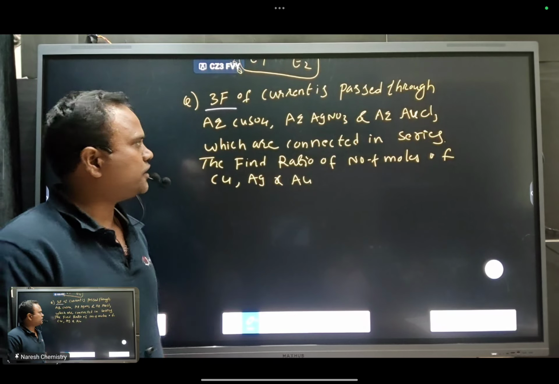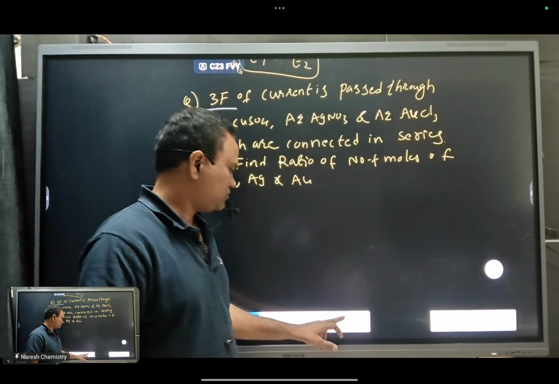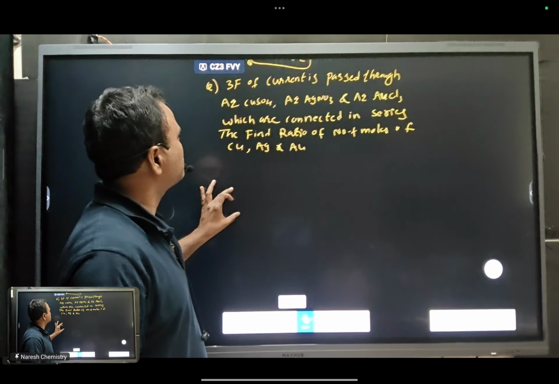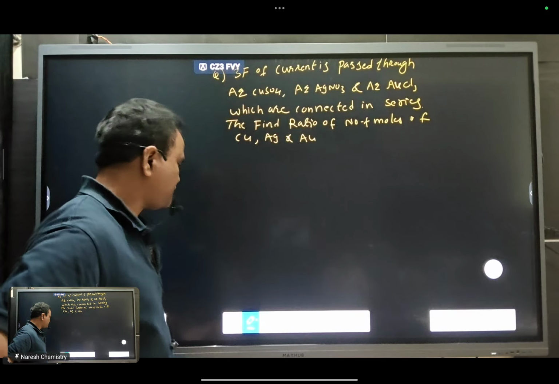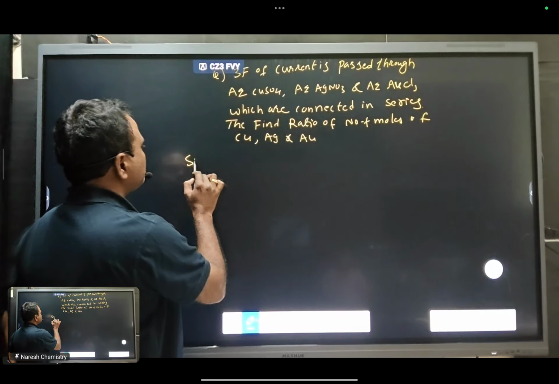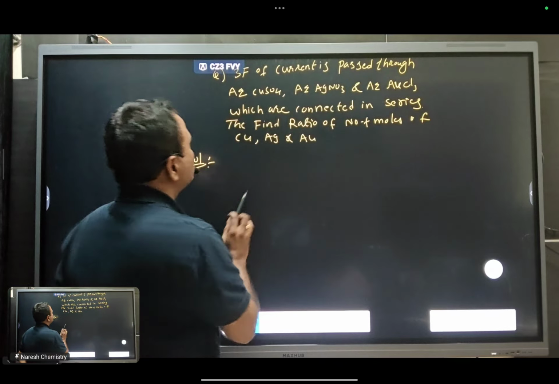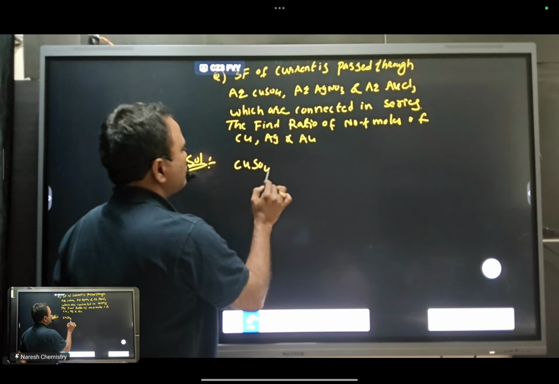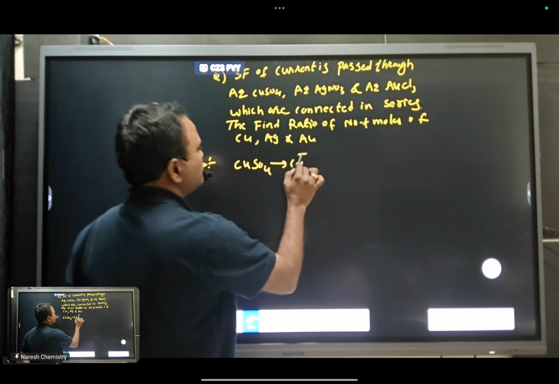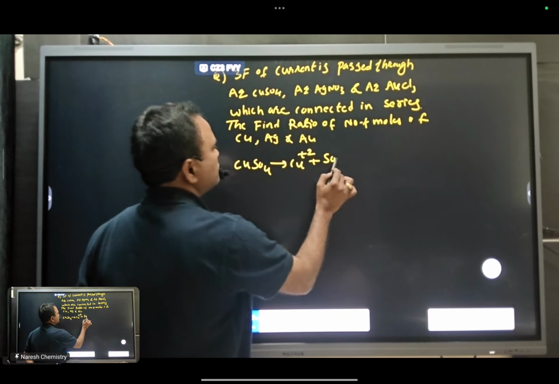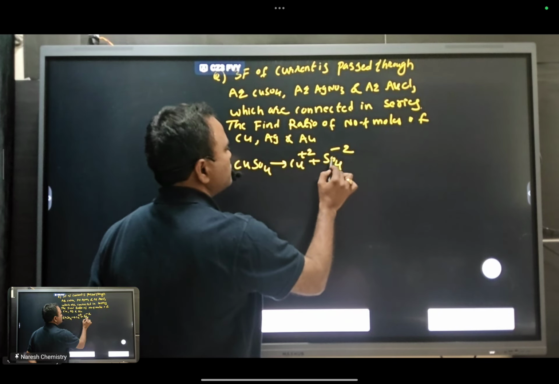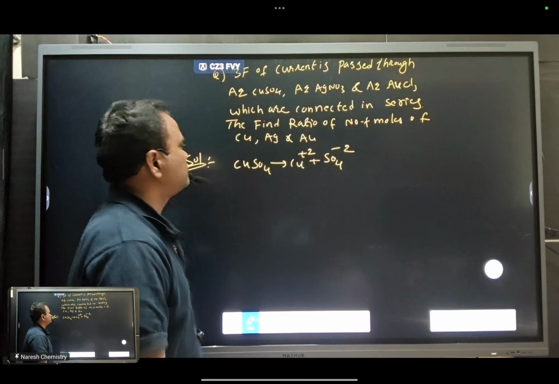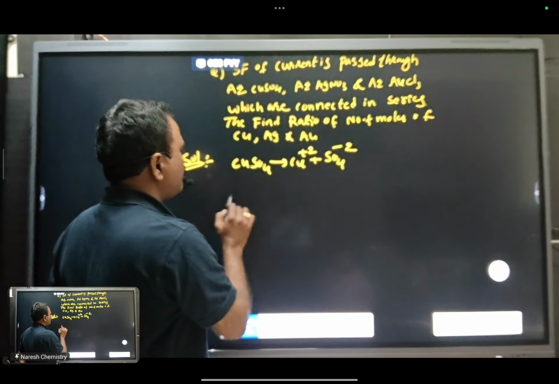Right. First of all, write the equation for the first one. Copper sulfate solution. Copper sulfate dissociates into Cu plus 2 and SO4 minus 2. Take copper plus 2.